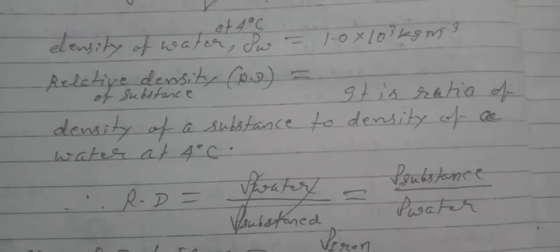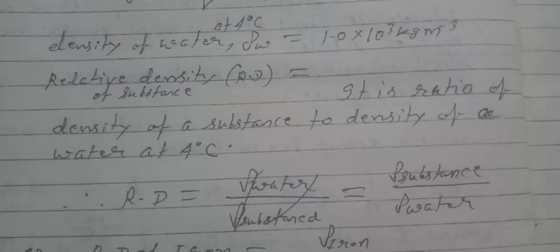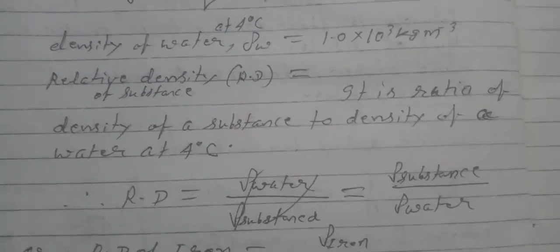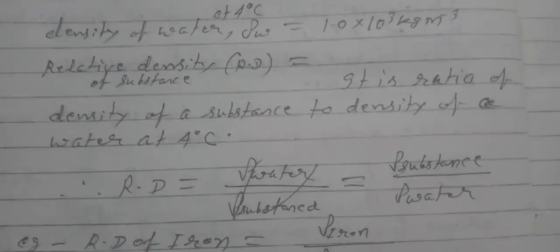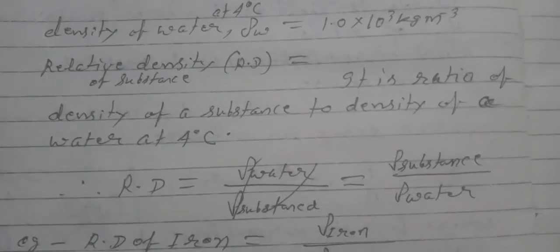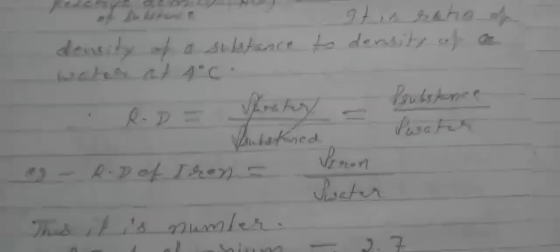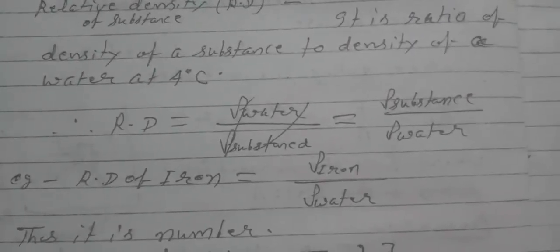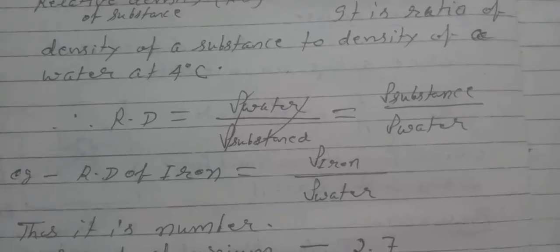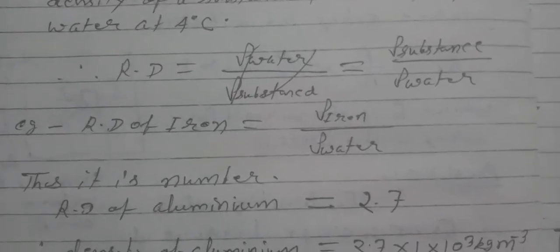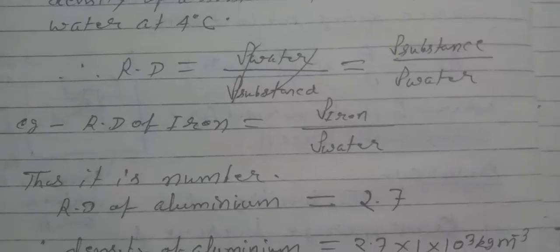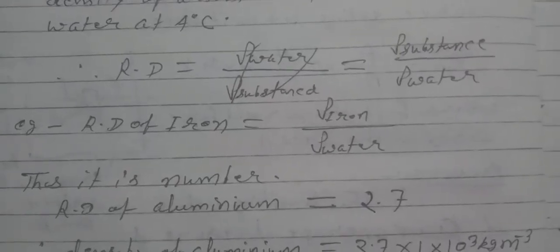Relative density, RD, of a substance. It is the ratio of the density of a substance to the density of water at 4 degrees Celsius. Hence, RD equals rho substance by rho water. For example, RD of iron equals rho iron by rho water. Thus, it is a number, dimensionless and unitless.